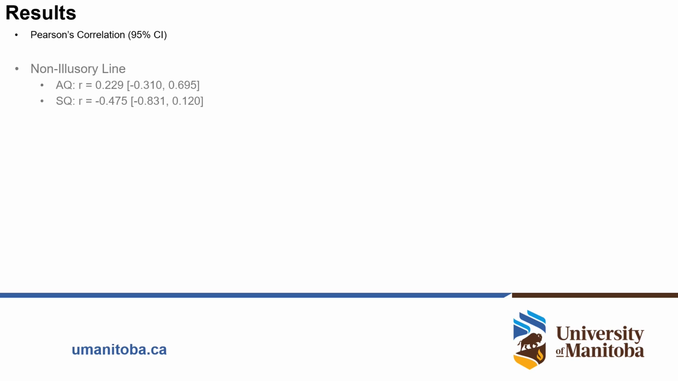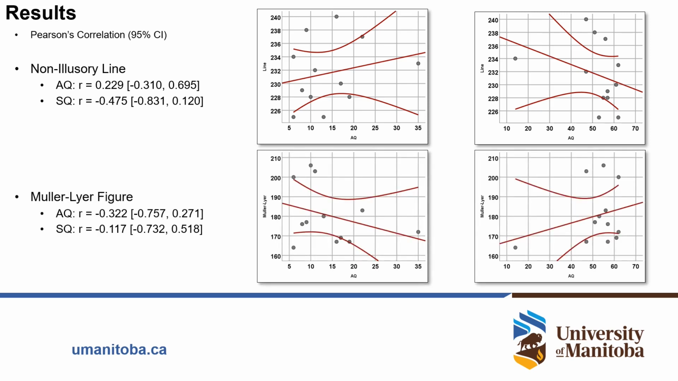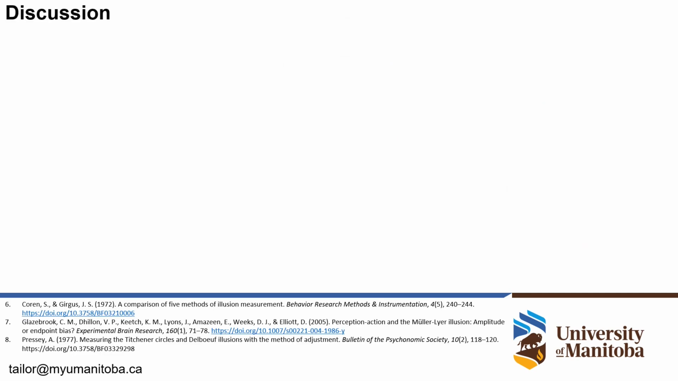The top 2 graphs illustrate the Pearson's correlation between AQ followed by SQ to Task 1 scores, respectively. The bottom 2 graphs illustrate correlation between AQ followed by SQ to Task 2 scores, respectively. All coefficients' confidence intervals were widely spread and contain 0, denoting non-significance and an uncertain correlation. Results support our hypothesis of autistic trait expression and performance on a non-illusory line task having no correlation.